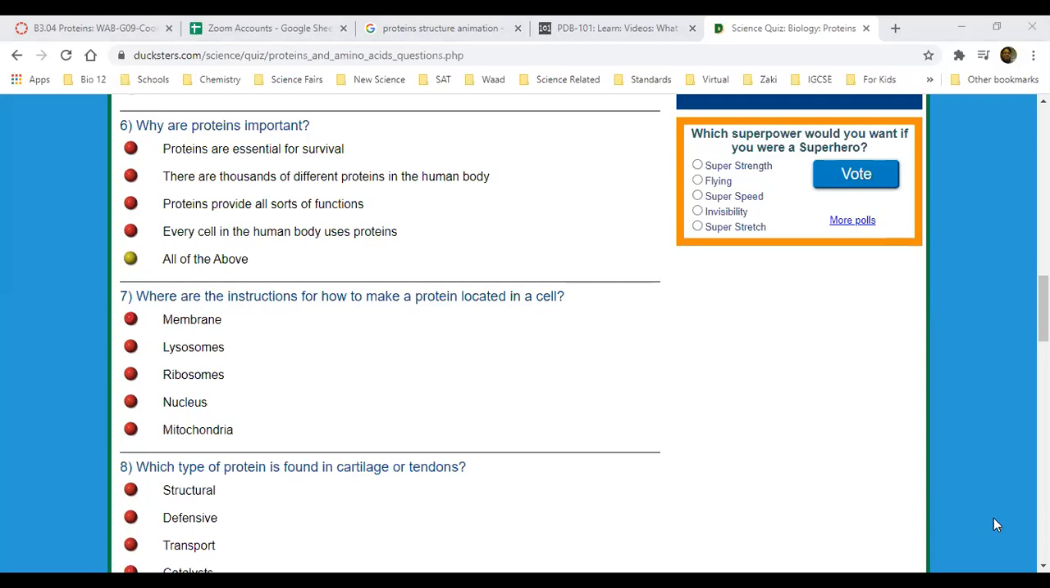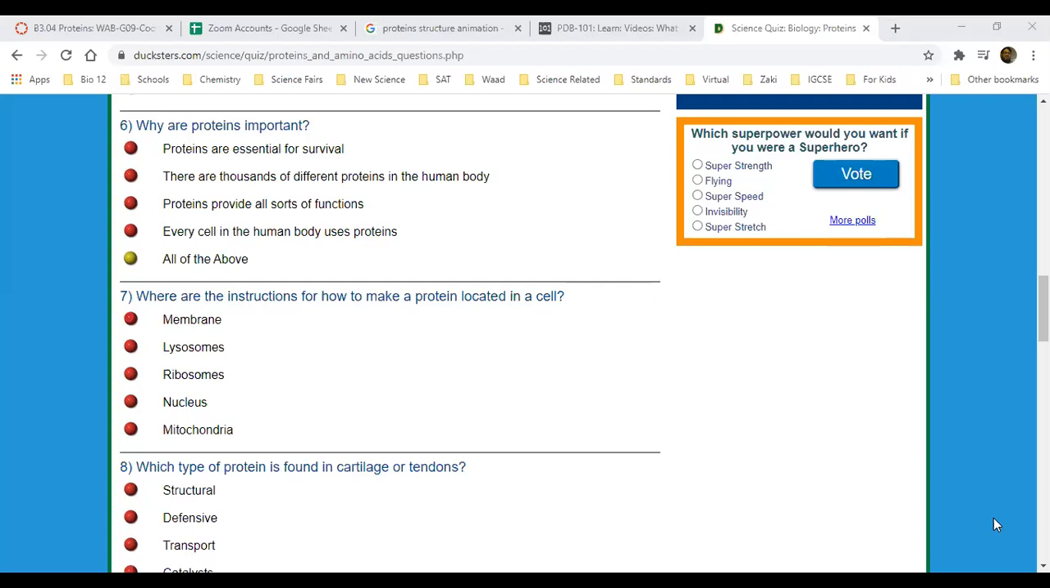Number 7. Where are the instructions for how to make a protein located in a cell? 1. Membrane. 2 is lysosomes. 3rd is ribosomes. 4th is nucleus. 5th is mitochondria. Yes, you can say mitochondria. You can say that. So, what would you think? What's the right answer? Ribosomes. Ribosomes are the proteins themselves.